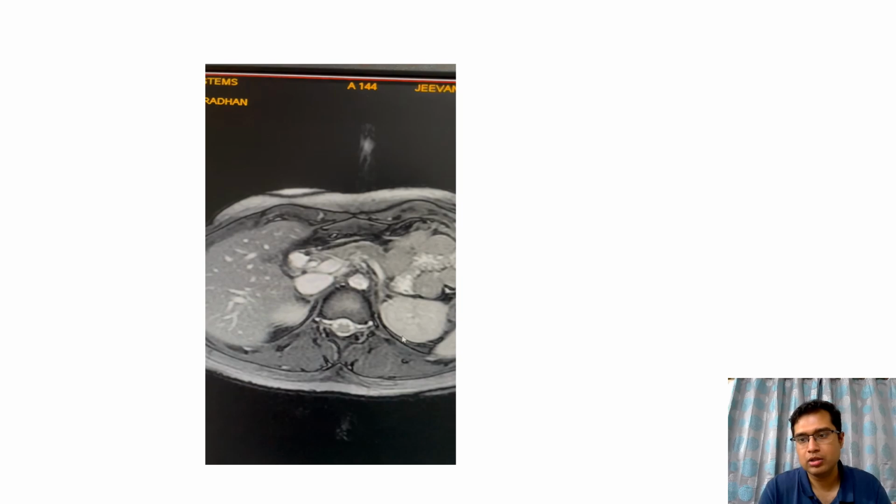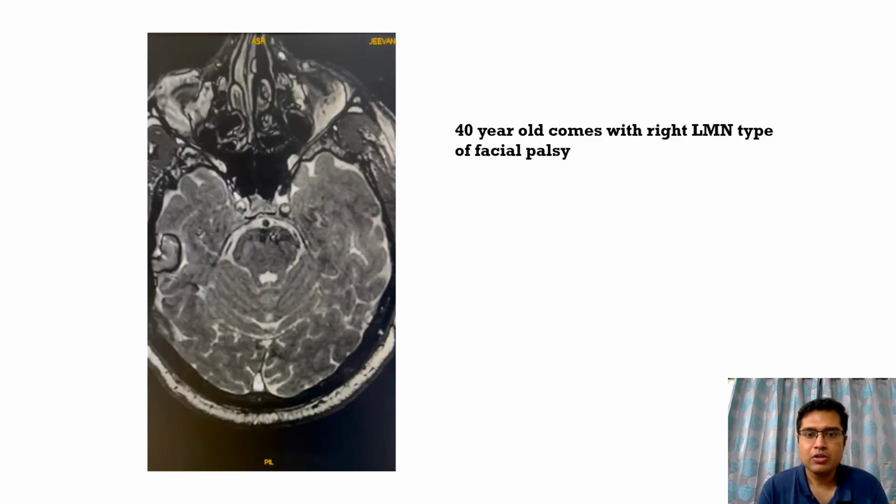So here is another interesting case of a 40-year-old male who came with a right lower motor neuron type of facial palsy, and an MRI was ordered for this patient, and here's the MRI picture. So any case of facial palsy or neuropathy, an important sequence is a CISS sequence. In my machine it's called the Fiesta sequence. So to look at the nerves, it's very important to get this sequence done.